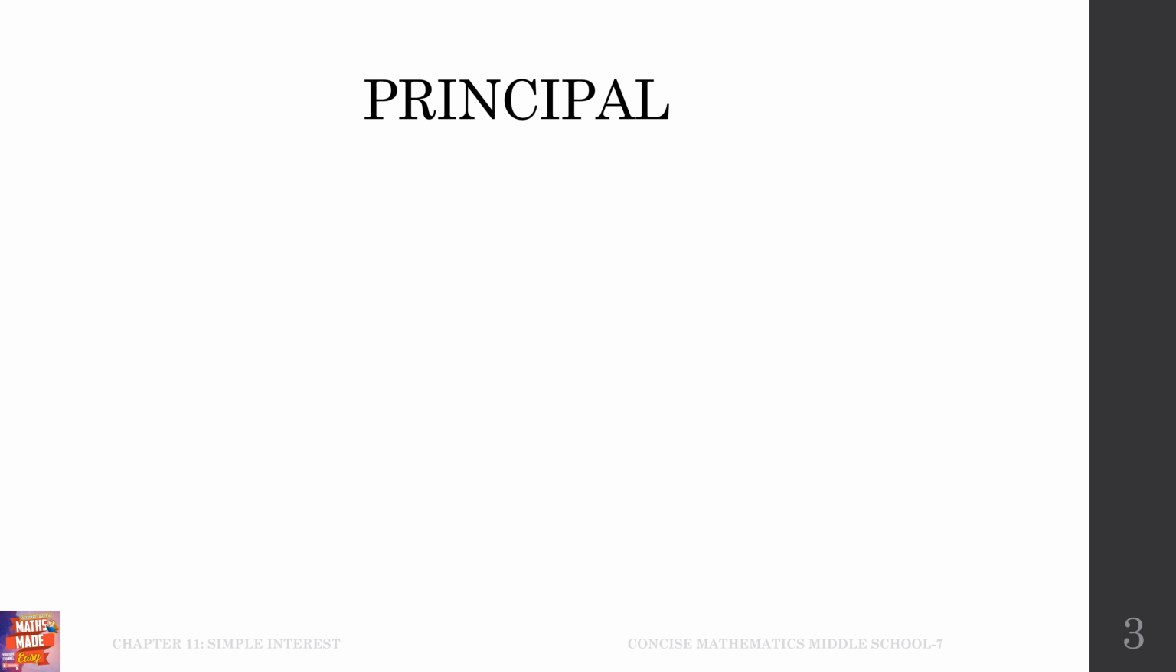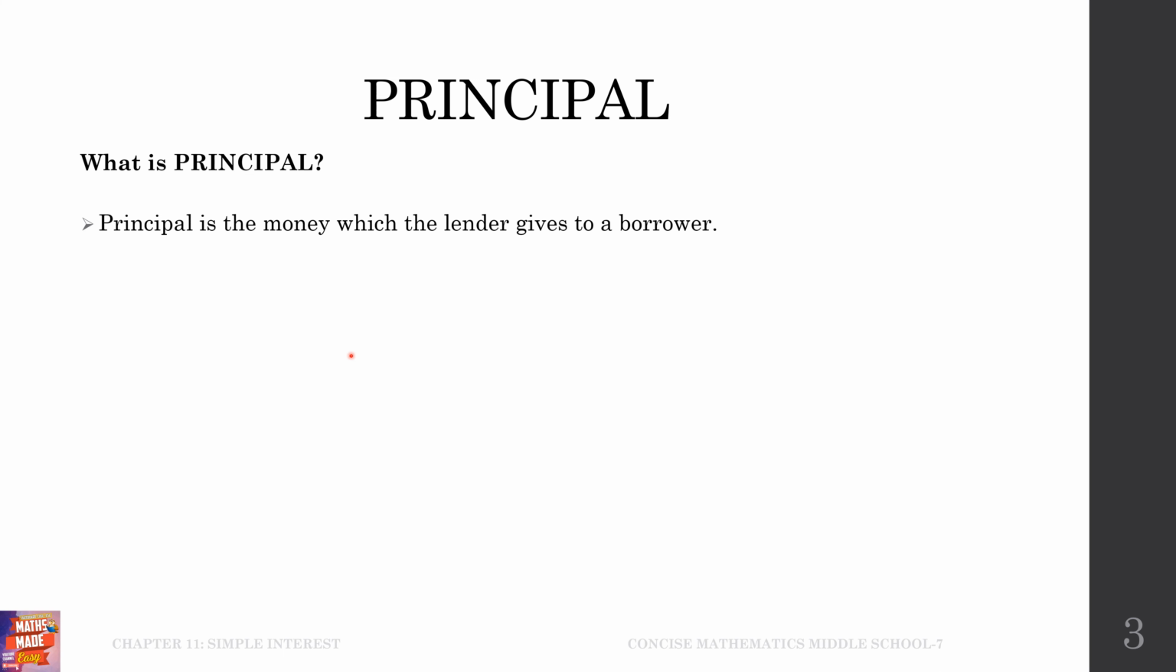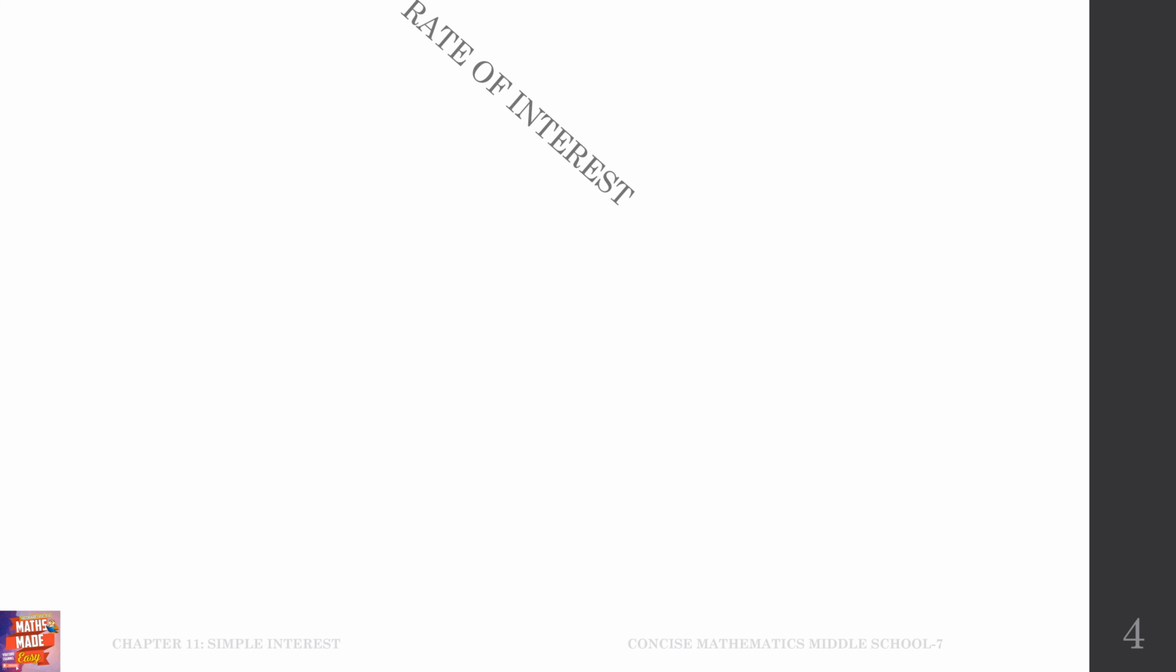If you have understood the story which I explained, you might clearly understand what is principal. Principal is the money which the lender gives to the borrower. Right? So we go to the bank and we take some money. Whatever money you are taking, that is the principal. Right, children? And the principal is represented with P.